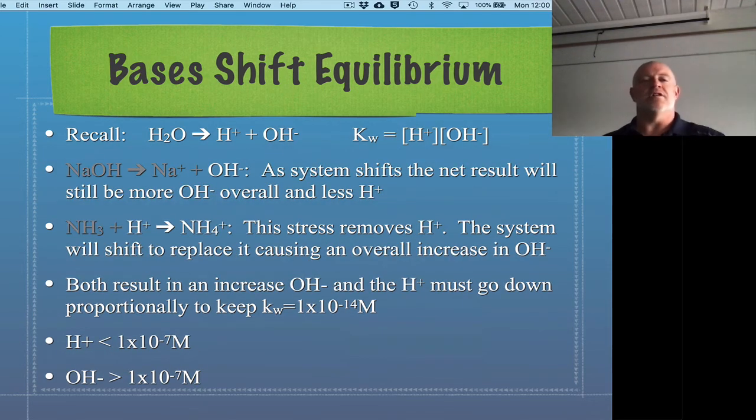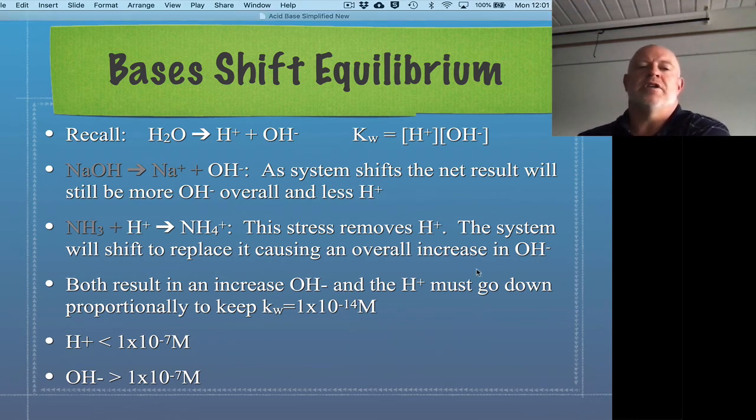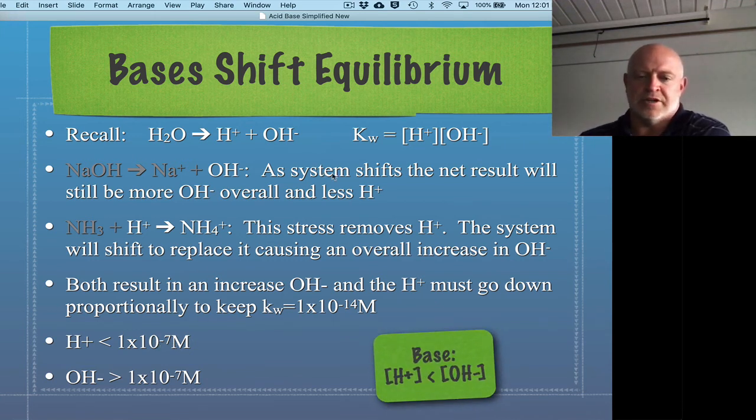Now, bases are a little bit more complex, okay? Because bases can attack it one of two ways. If we use a more classic base from our older definition that has hydroxide in it, that's the easy one to see what happens because it's the exact opposite of what we just talked about. So you're putting hydroxide in, this number is going to go up, it's going to use your hydrogen ions to shift it to the left, and again, as it shifts to the left, we're going to have a net result of more hydroxide and less hydrogen ions, okay? So again, with our first example here, we're going to see that for bases, your hydrogen ions will always be less than your hydroxide ions, okay?